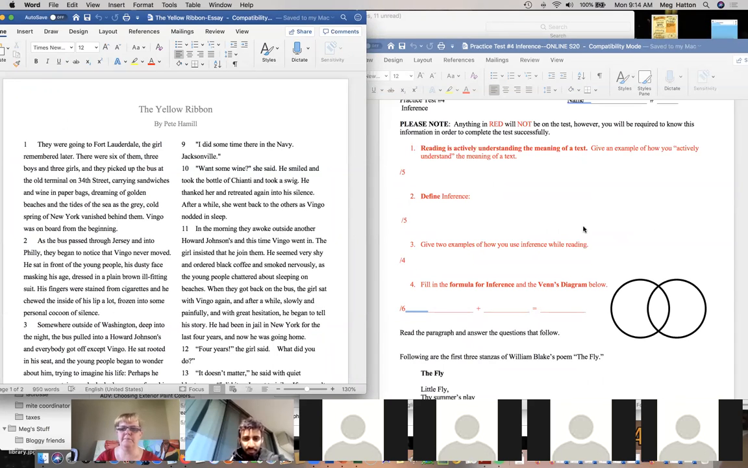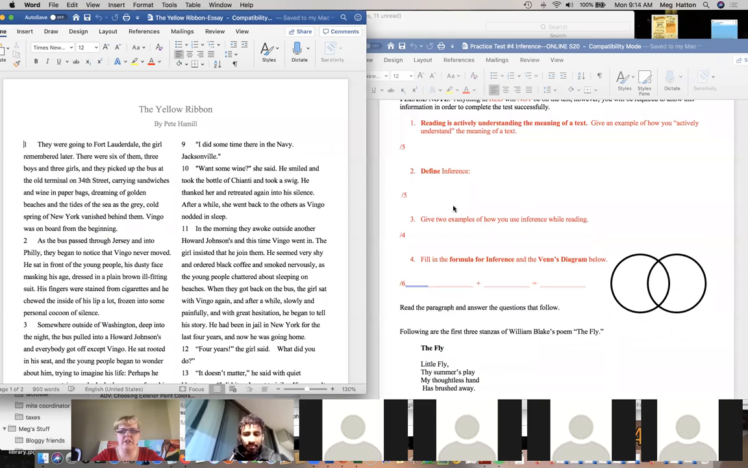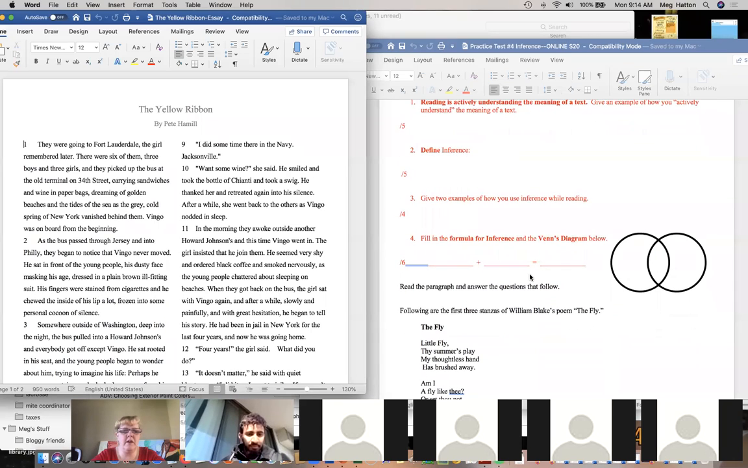Do you guys have questions? What was hard? Can we go over question 4? Question 4, which is the fill in the formula. Okay, so remember this is red, so it's not going to actually be on the test, but it's good for you to know what this is because you're going to use this information. So what do you think are on these blanks?